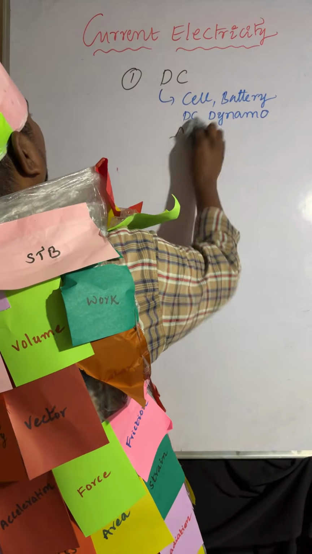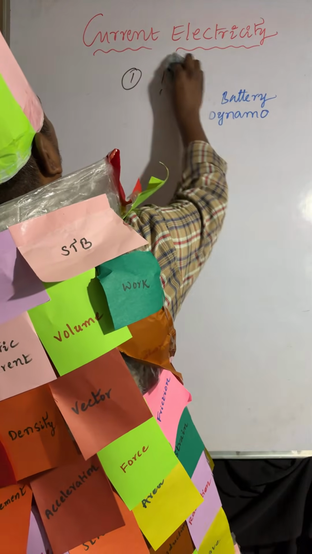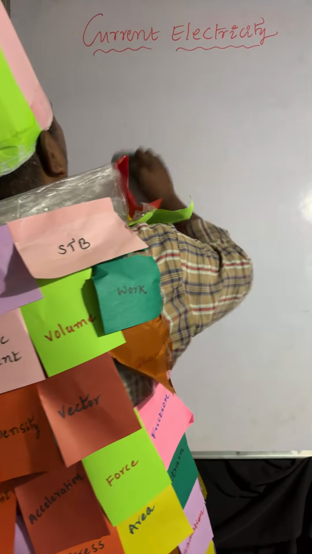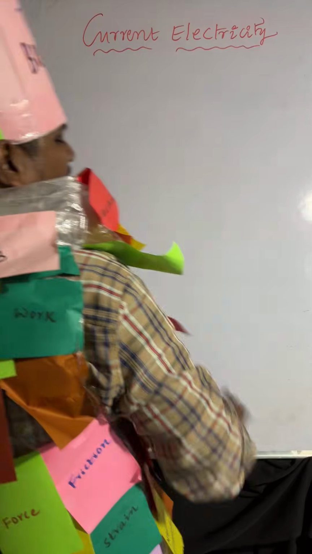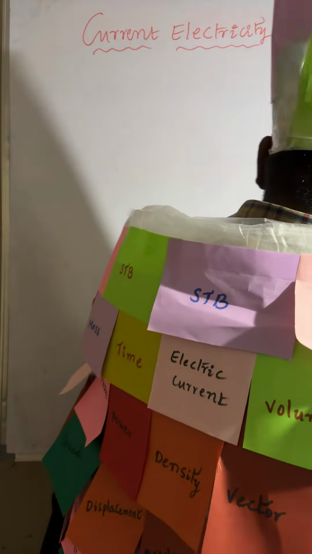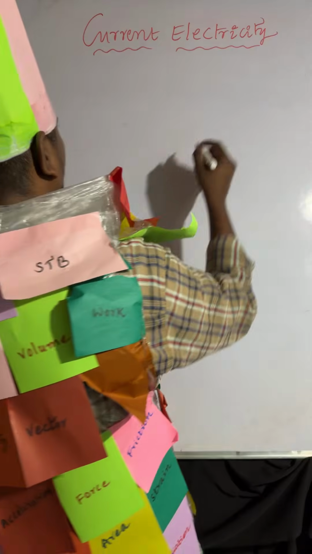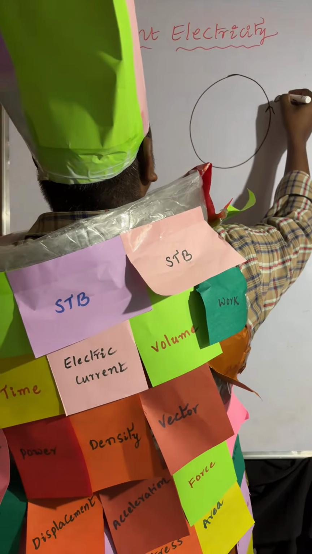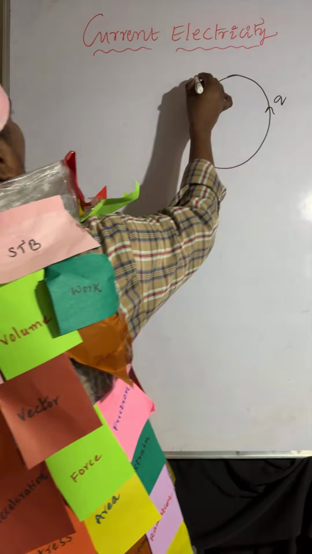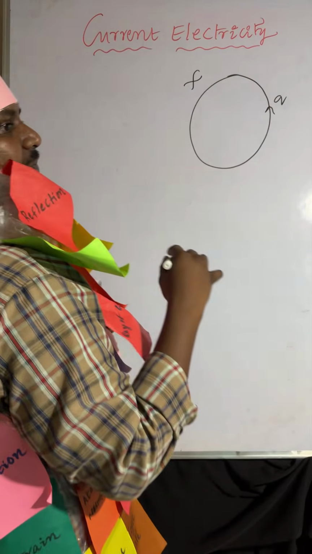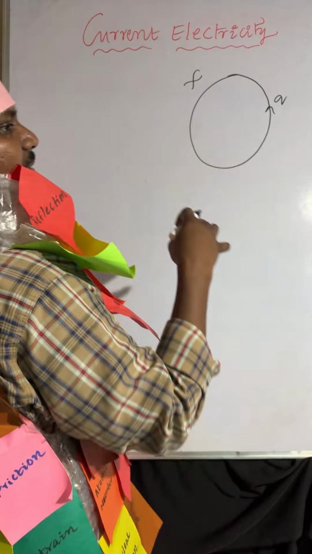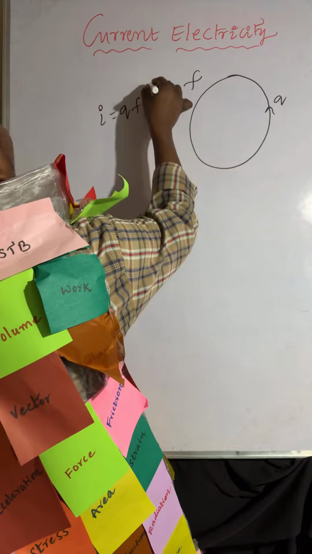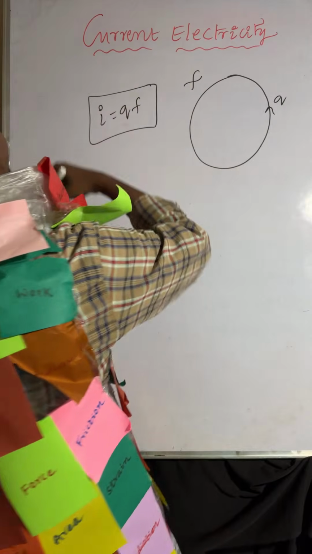Next, here is one more point. If the charge is moving in a circular path with frequency F, the current can be written as I equal to QF.